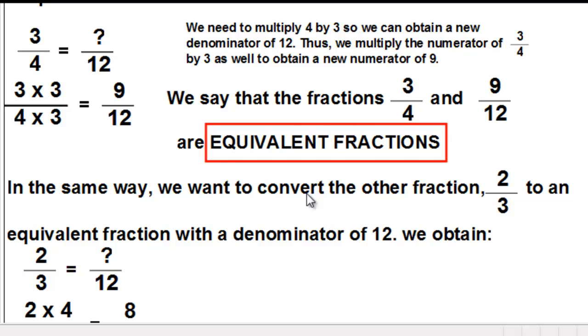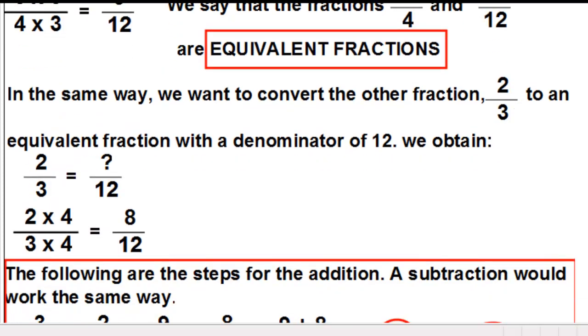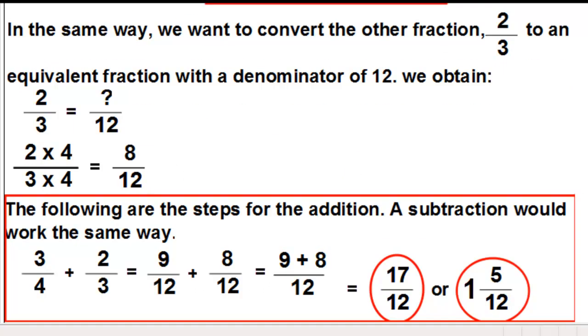In the same way, we want to convert the other fraction, 2/3, to an equivalent fraction with a denominator of 12. 2/3 is how many 12s? Well, you need to multiply the denominator by 4 in order to get 12, so you multiply the numerator by 4 as well. Whatever you multiply the denominator by, you have to multiply the numerator by the same thing. So in this case, you get 8/12. So 2/3 converts to 8/12.